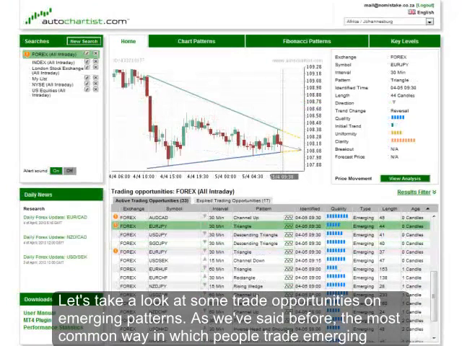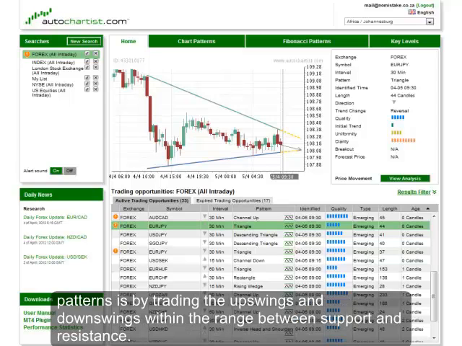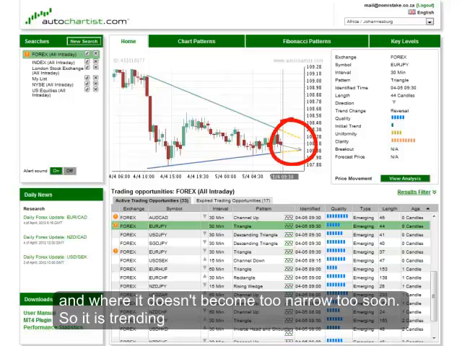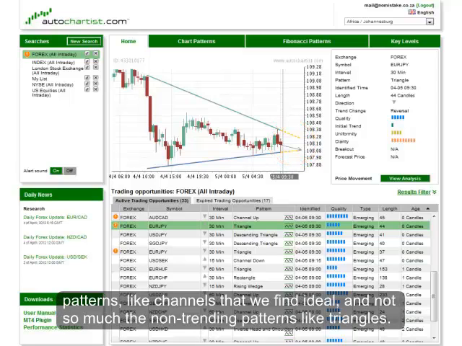Let's take a look at some trading opportunities on emerging patterns. As we've said before, the most common way in which people trade emerging patterns is by trading the upswings and downswings within the range between support and resistance. For this reason, we would want to look for emerging patterns where the range is sufficiently wide, where it doesn't become too narrow too soon. So it is trending patterns like channels that we find ideal, and not so much the non-trending patterns like triangles.